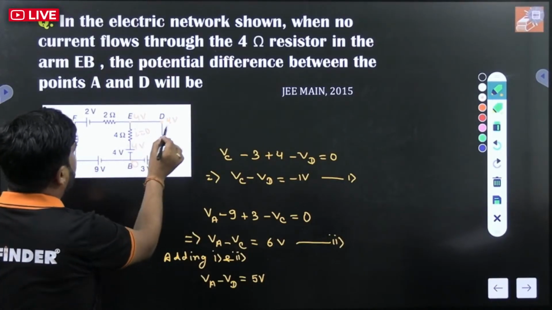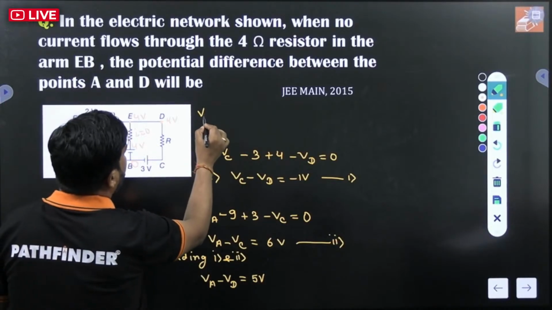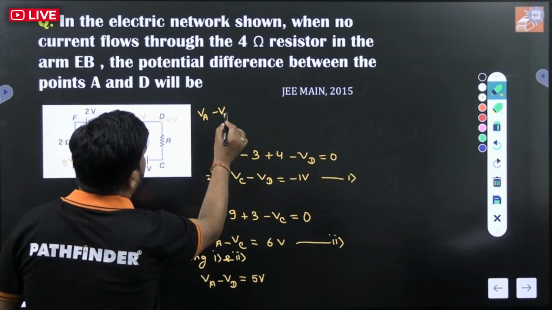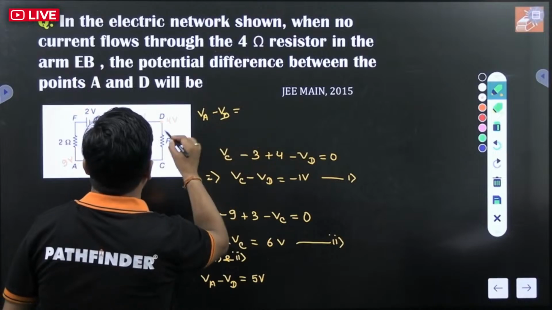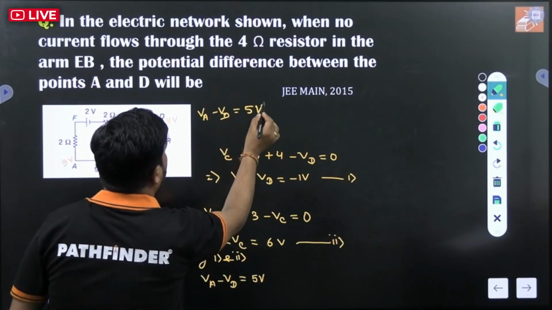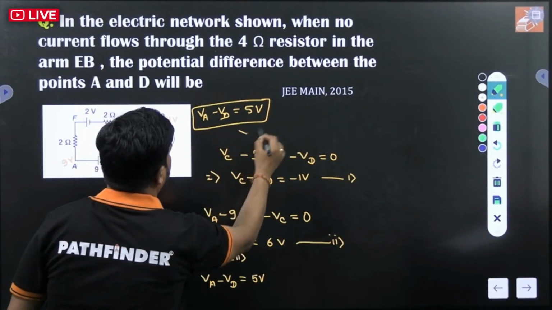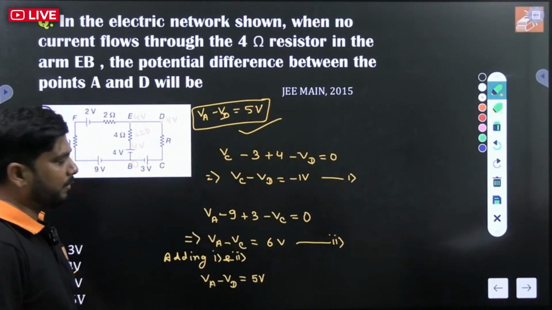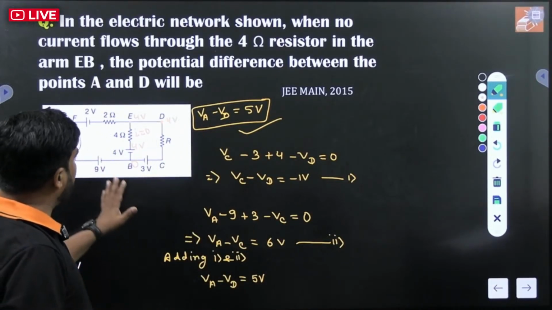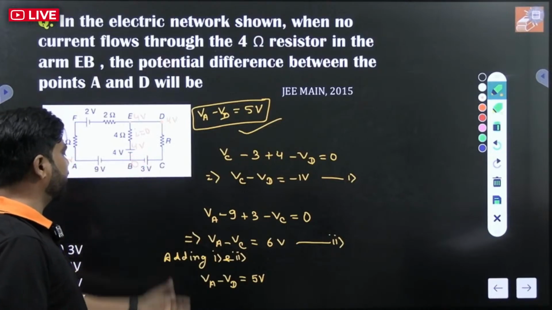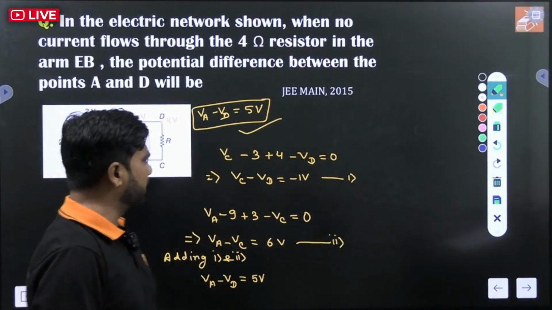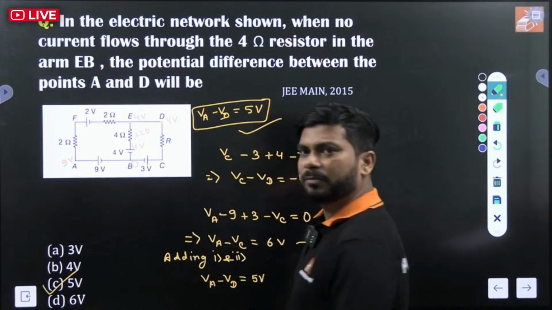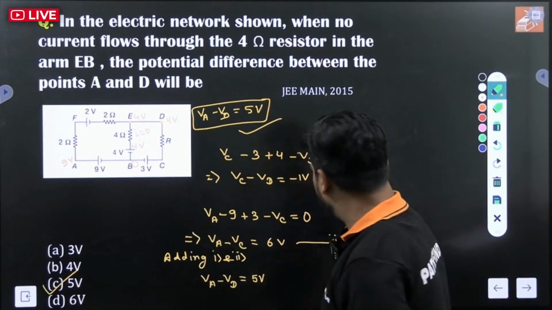अब देखो VA माइनस VD क्या आ जाएगा? VA माइनस VD क्या 9 माइनस 4 आएगा? 5 वोल्ट, 1 लाइन. दैट्स इट. क्लियर? Now if you are not having time, you can use this method also, or you can go through the traditional method as well. Now let's move to the next question of this series.